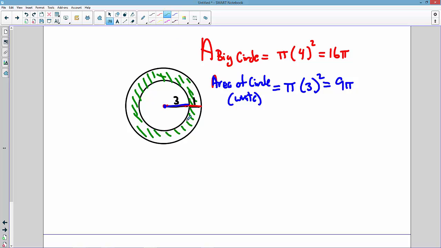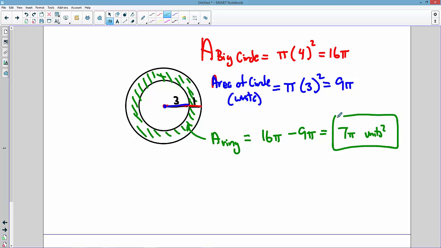So finally, the area of this ring is the 2 circles subtracted. That's going to be most of your homework, subtracting the 2 areas. So the area of the ring is equal to the big circle, 16 pi, minus 9 pi. And I think the final answer is 7 pi. And we are going to call this unit squared. I don't think I put any units on there. Okay, that's how you do a ring, and there'll definitely be a ring in your homework.